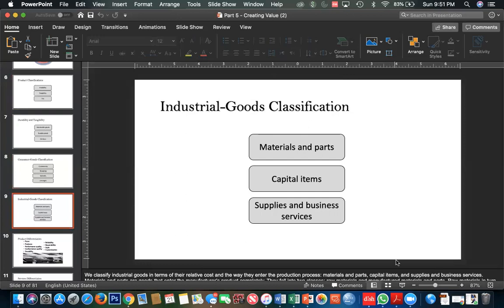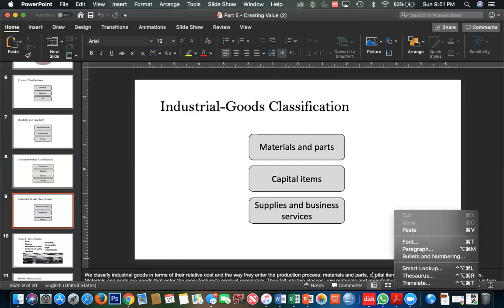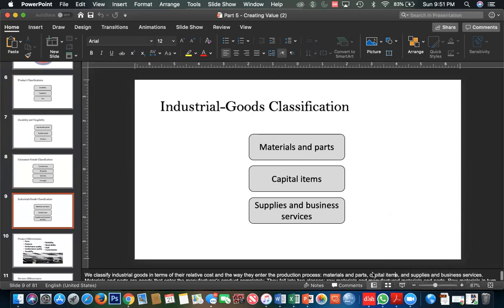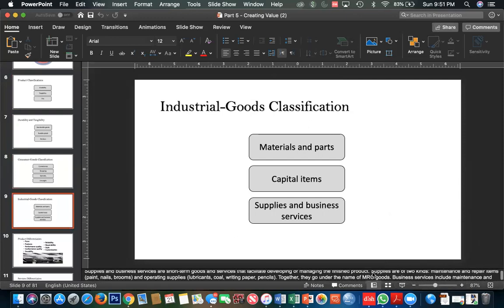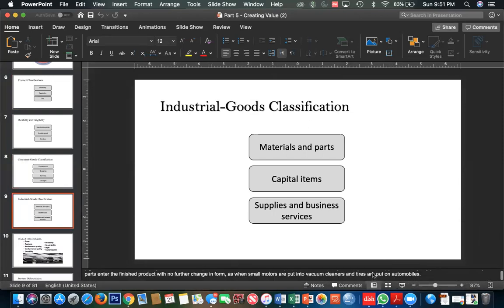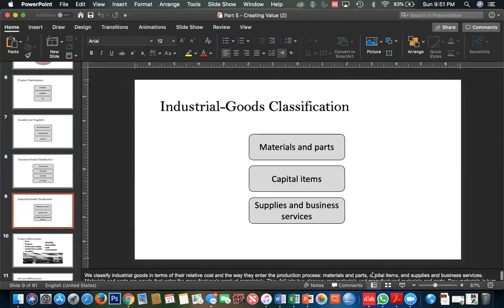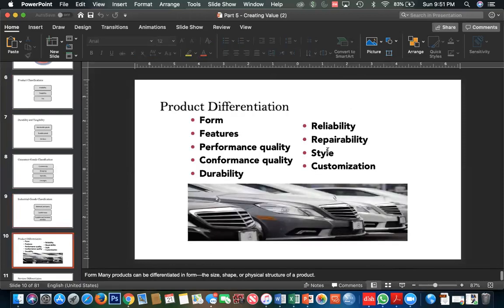Now, coming to the industrial goods classification, again, it's very similar to the consumer goods classification. There's a bigger description at the bottom, so please review it. The first and foremost is materials and parts. Materials and parts are pretty much what you need to produce the product, like the raw materials and the machine parts that we need to produce the products. I'm just making sure on the bottom that I'm covering the basics at least. Again, guys, please read it. Otherwise, I can't be of much help to you in this case.